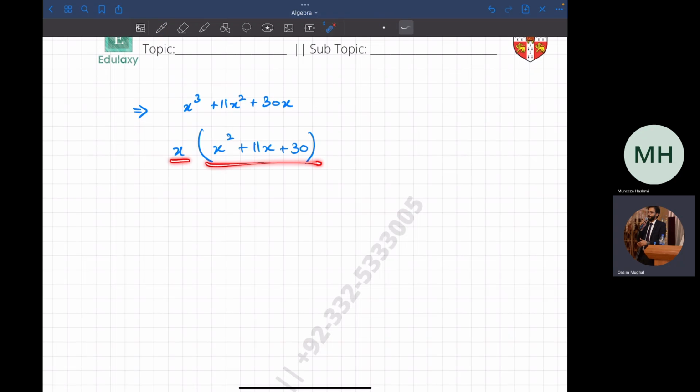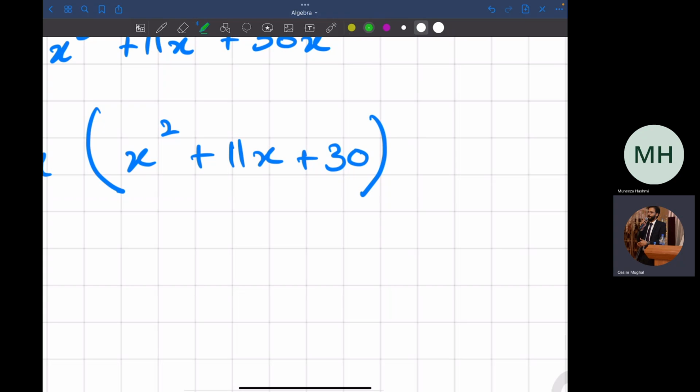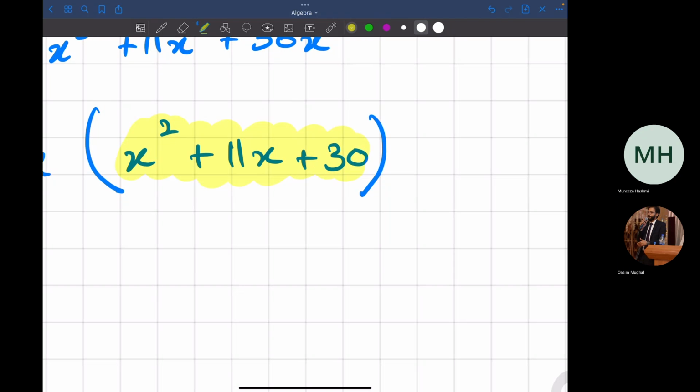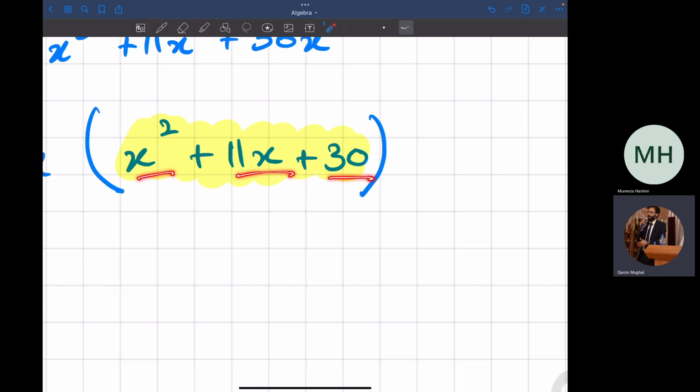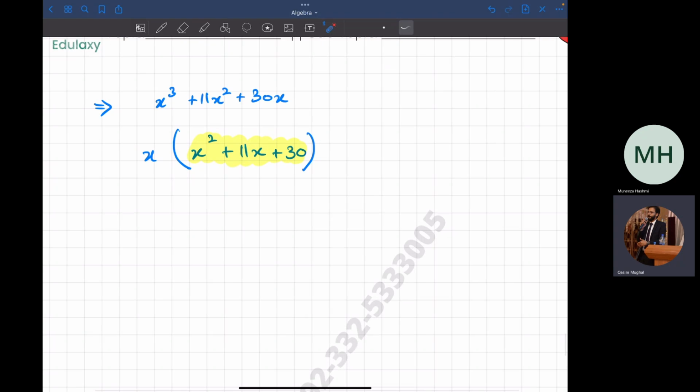So although it is factorized, if you look carefully at the second factor, this one, it is further factorizable, isn't it? It's a three-termed factor, and it's a quadratic. So you will be applying middle term breaking on just this part and further factorizing. Okay? Yes. So you need two numbers. When multiplied, you should get positive 30x squared, and the sum of the two numbers should give you 11x.